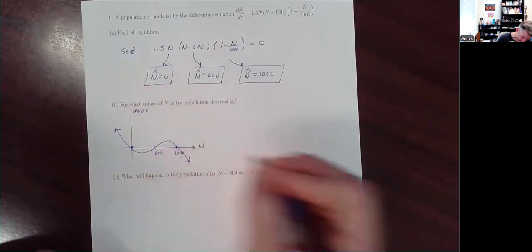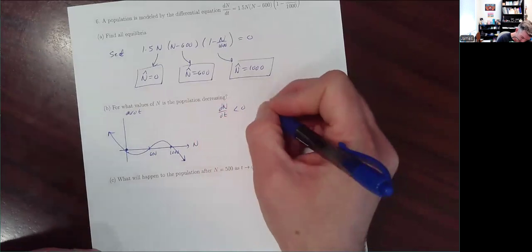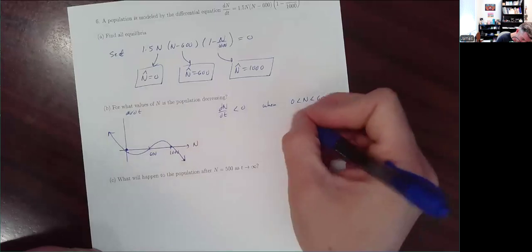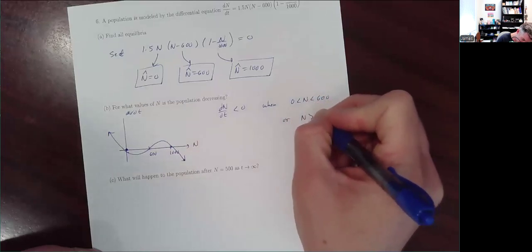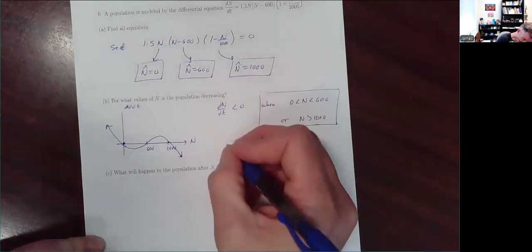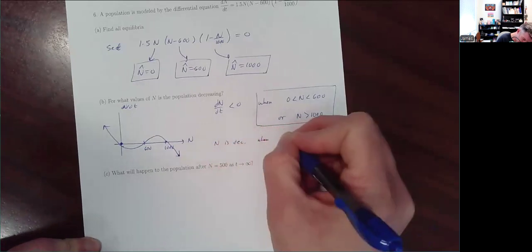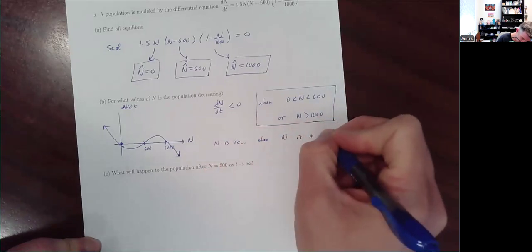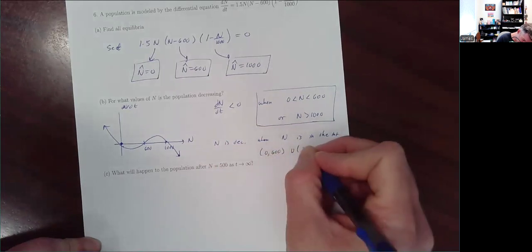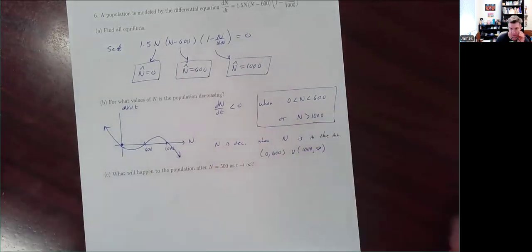So I would point out that dn/dt is negative when either n is between 0 and 600 or when n is bigger than 1,000. And that's actually the answer. We could say it a different way: n is decreasing when n is in the interval 0 to 600 union 1,000 to infinity. It's another way you could write the answer. I like this better though, personally.